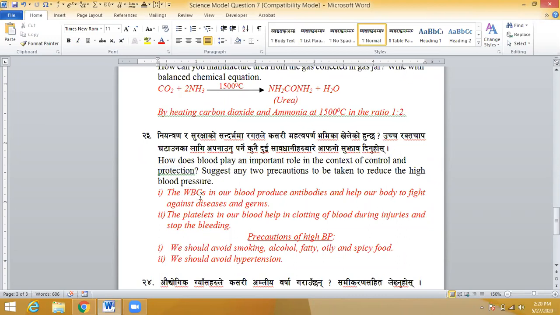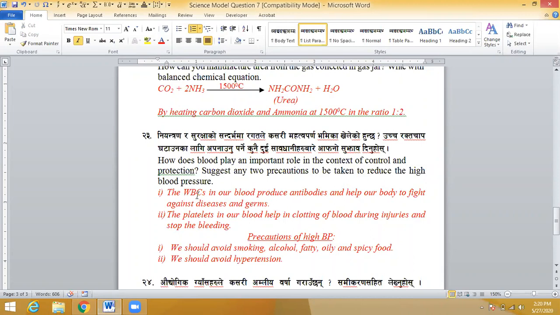The first thing is WBC. We know that blood contains WBCs, and these WBCs can produce antibodies, and antibodies can easily fight against germs and different kinds of foreign particles. So the WBCs in our blood produce antibodies, and this helps to fight against disease, germs, and different kinds of foreign objects. That's the first role that blood can play.